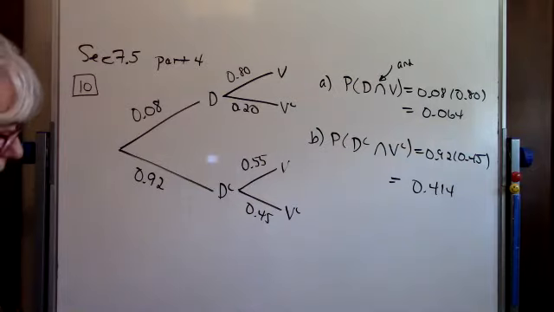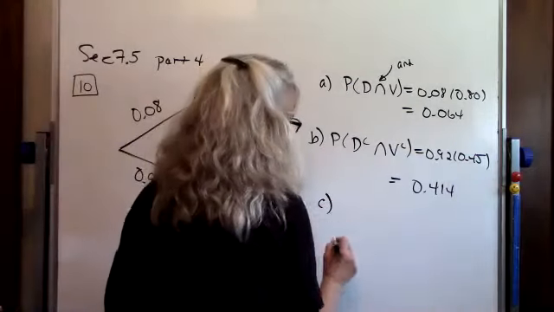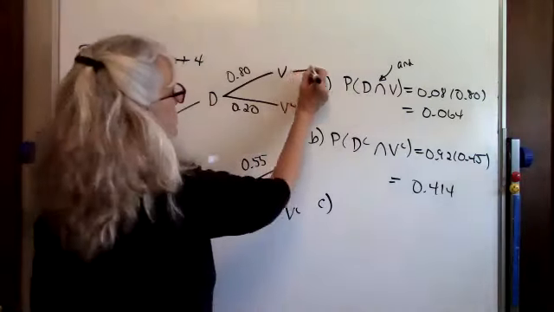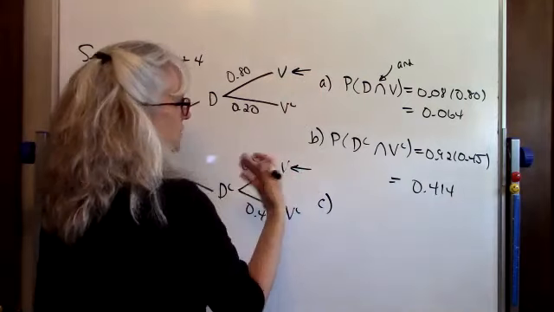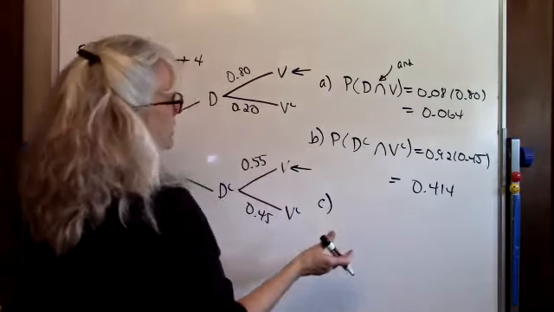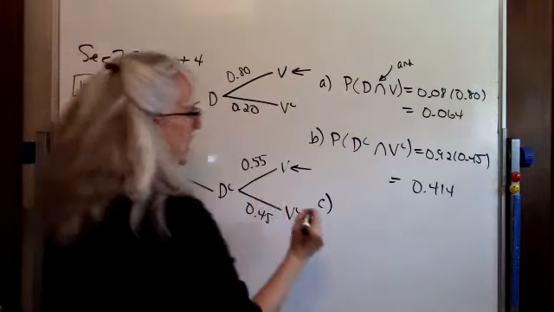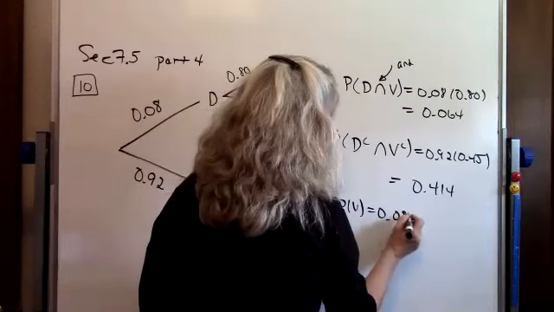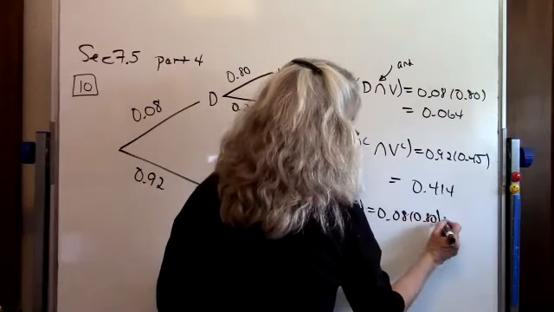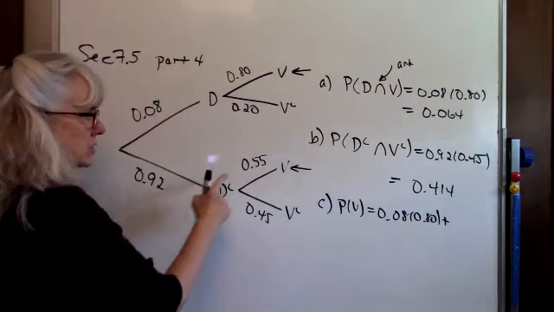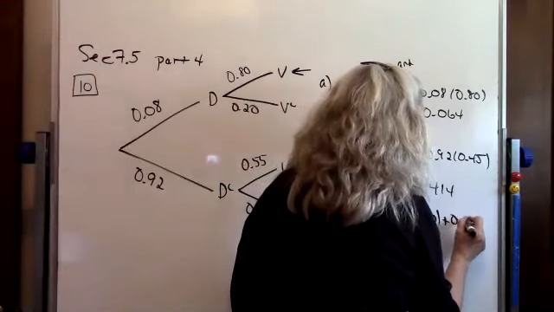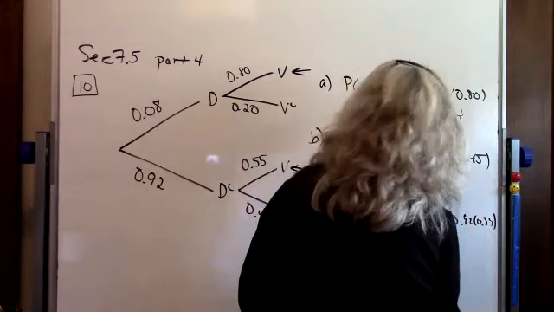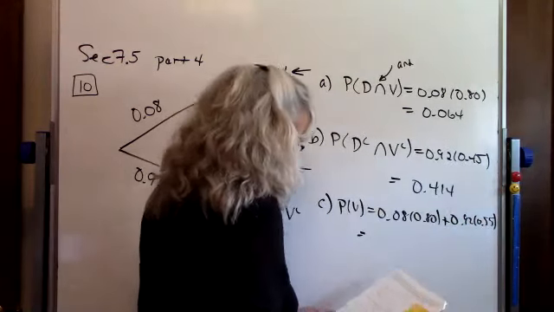Okay, part C is asking voted in the last presidential election. So now they're not designating whether or not you have a degree. They just want to know whether or not you voted. Well, that's two branchings. Anything that has voted on the end. So we're going to multiply across and then add down. So we're going to take 0.08 times 0.8, the probability that you voted, plus 0.92 times 0.55. If you do that, you end up with overall 0.57.